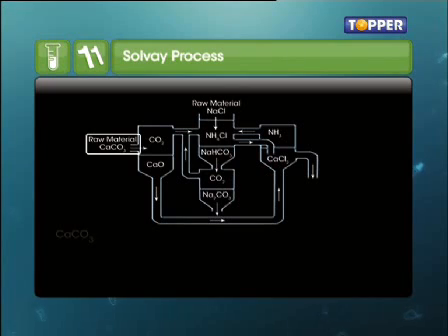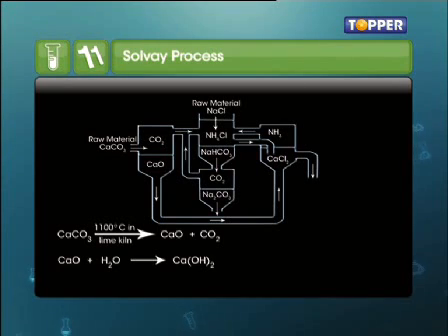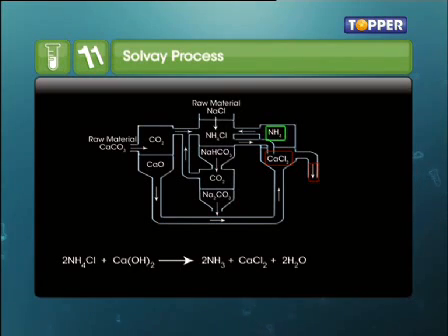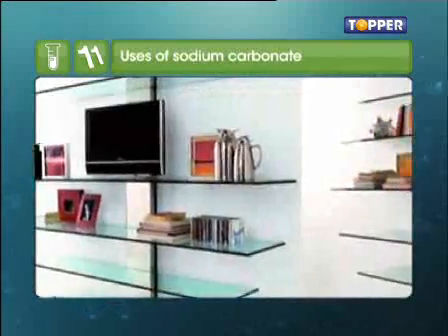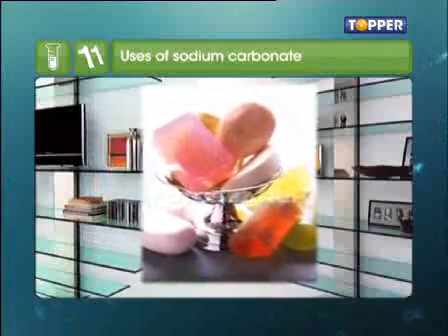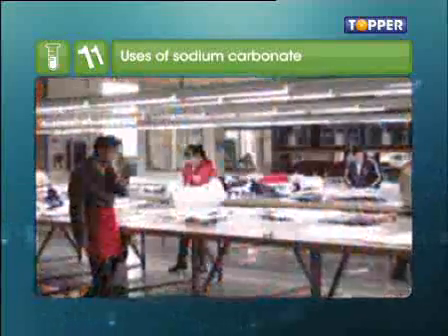The next step is the recovery of ammonia. For this, first limestone is heated to obtain lime and carbon dioxide. Lime, when mixed with water, gives calcium hydroxide. Finally, when the solution containing ammonium chloride is treated with calcium hydroxide, ammonia, calcium chloride, and water are produced. Sodium carbonate is used in the manufacture of glass, soap, paper, paints, and textile industries.